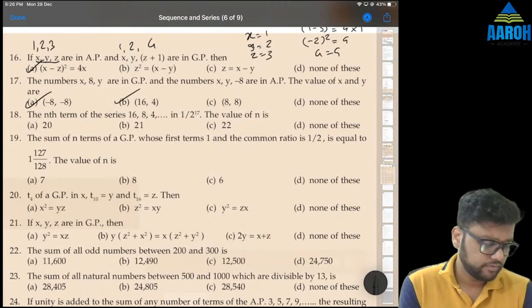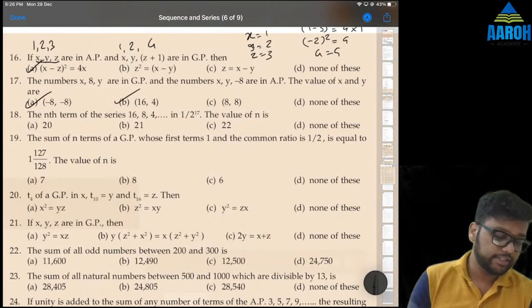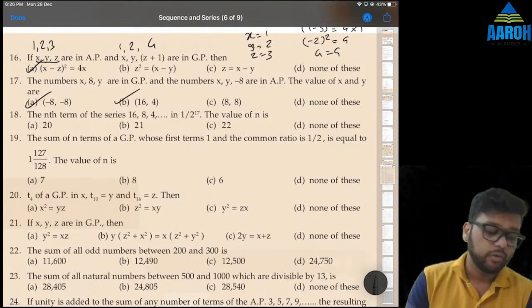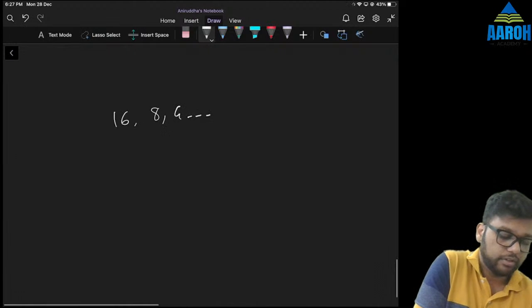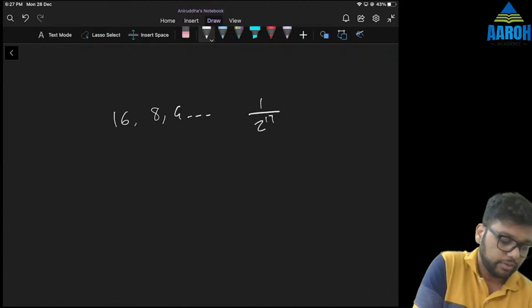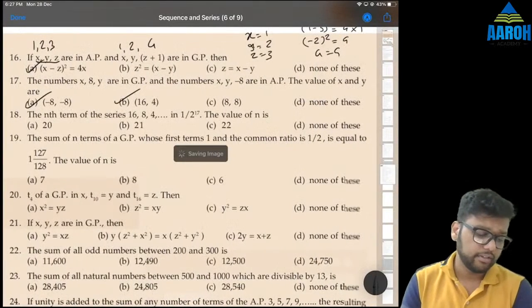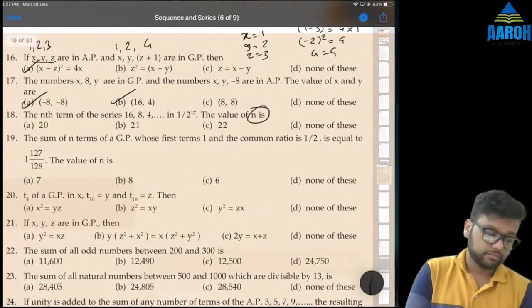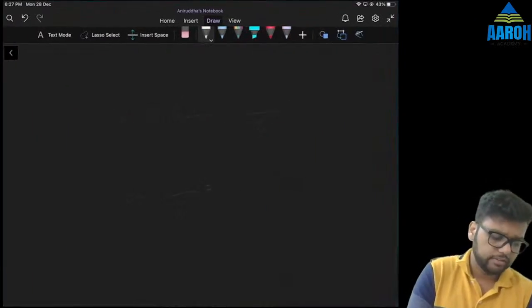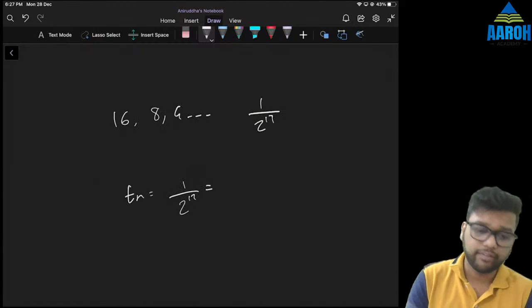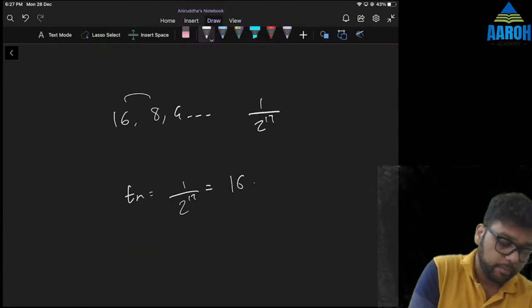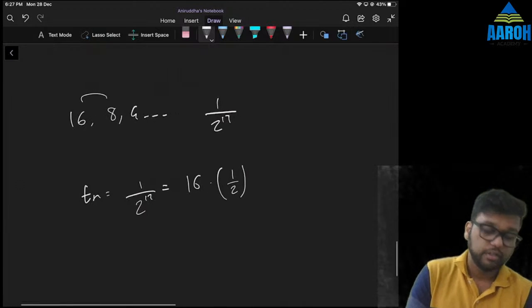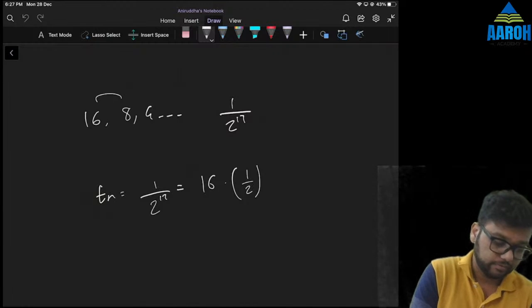Next, 18th. Nth term of the series 16, 8, 4 dot dot dot is 1 by 2 raised to 17. So Tn is 1 by 2 raised to 17. If they want to find n, we know that Tn is what? Tn is 1 by 2 raised to 17, but Tn is also A into R, R is 8 by 16, that is 1 by 2 raised to n minus 1.